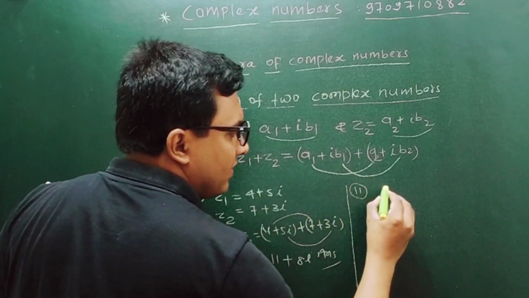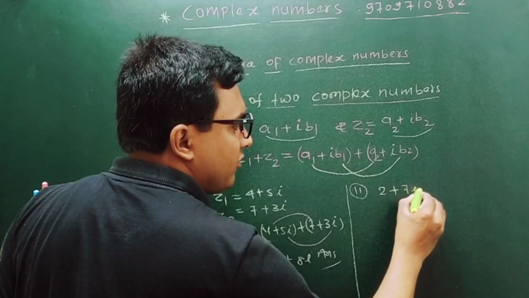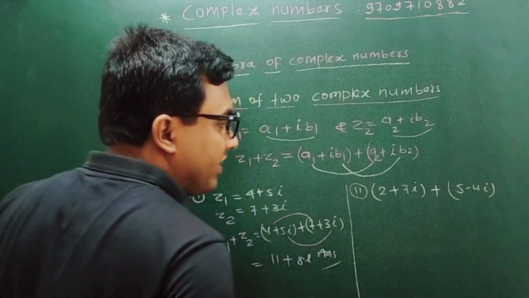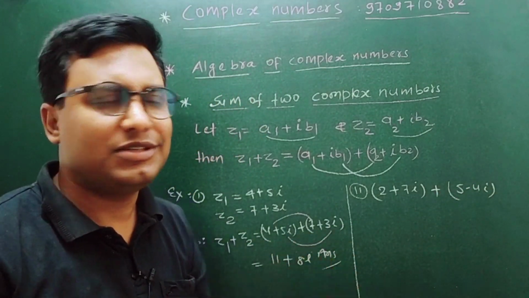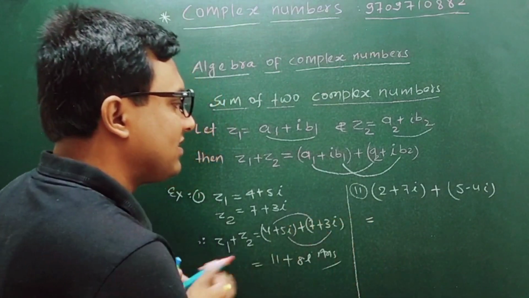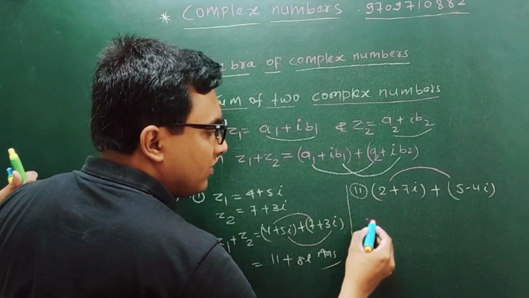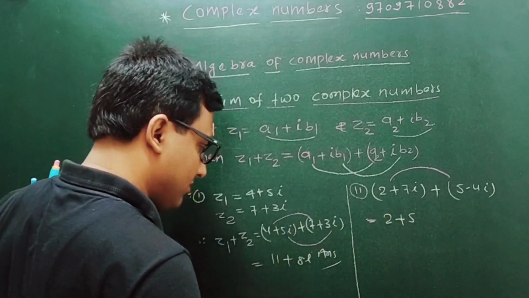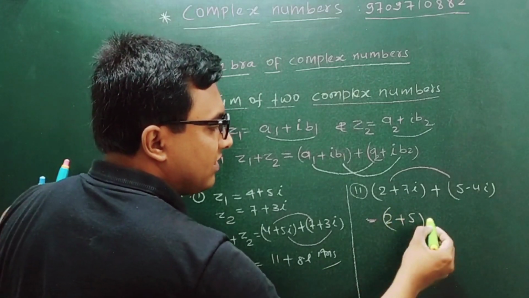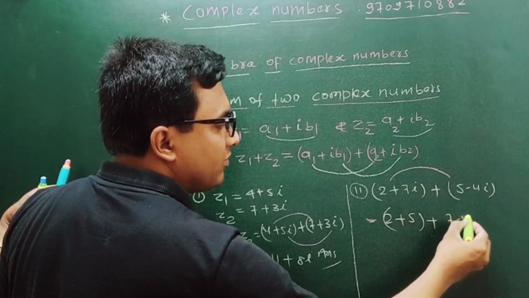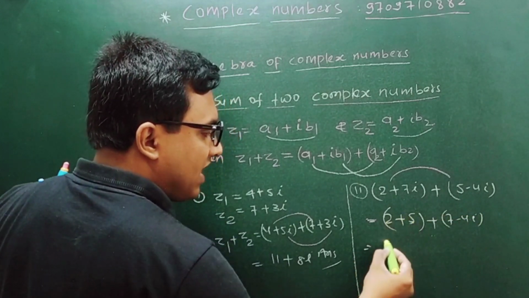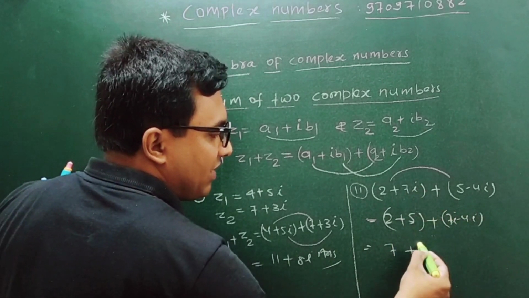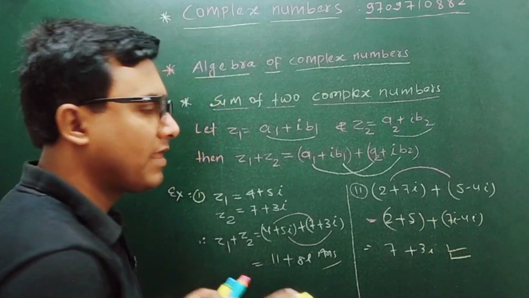Next example. 2 plus 7 iota plus 5 minus 4 iota. Don't worry about the 5 minus 4 iota: 2 is added with 5, and 7 minus 4 iota. 2 plus 5 is 7, and 7 iota minus 4 iota is 3 iota. It is your answer for the sum of two complex numbers.